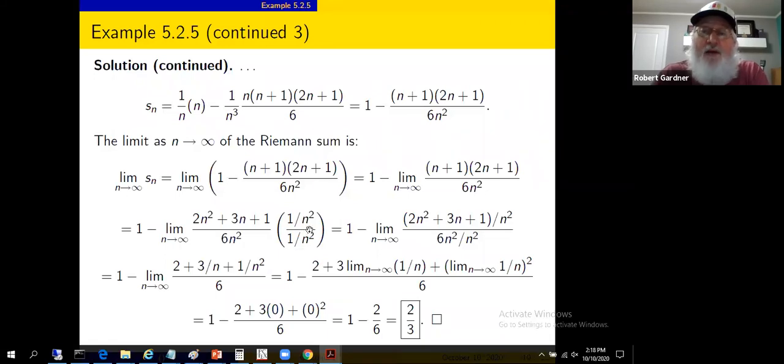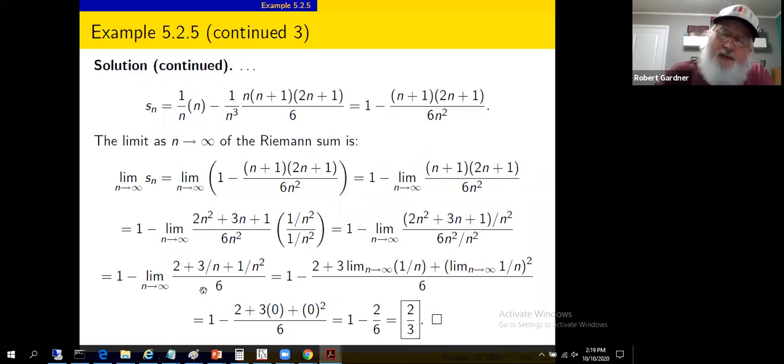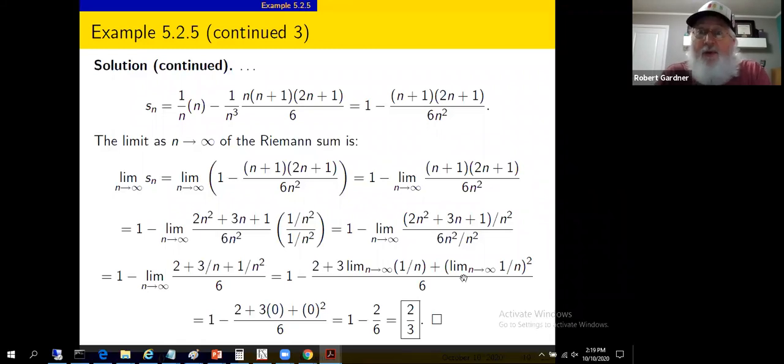Distributing the n squared, here it's written in the quotient. We'll have 2n squared over n squared, producing a 2. 3n over n squared, producing a 3 over n. 1 over n squared. 6n squared over n squared, cancel the n's. So we're doing these limits a little bit faster than we did in the past. Take a limit of this stuff. The limit of the quotient is the quotient of the limits, unless the denominator is 0, and it ain't, it's 6 in this case.